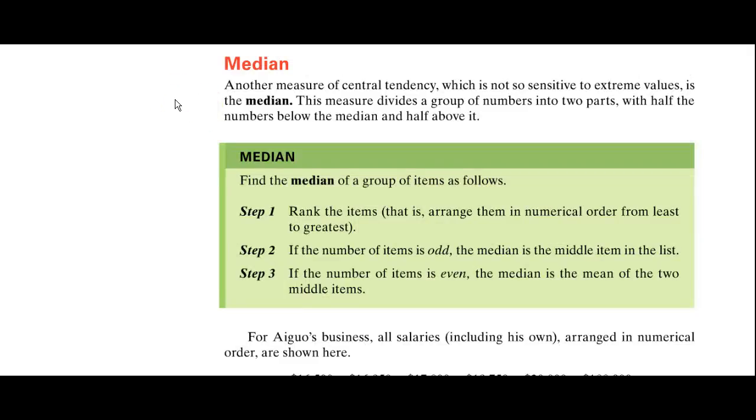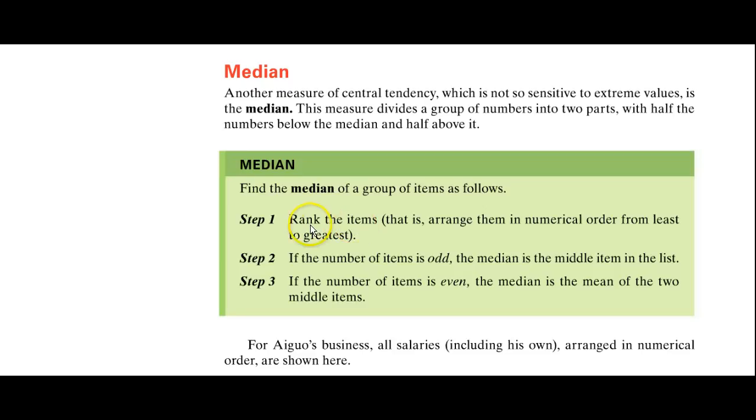So we've looked at the mean, or the mathematical or arithmetic mean, the average. Another term that's useful when we go over statistics is the median. Now the median is what would be in the middle of the grades, or the data that you're working with. Let's go over the actual terms. You rank the items, that is, arrange them in numerical order from least to greatest.